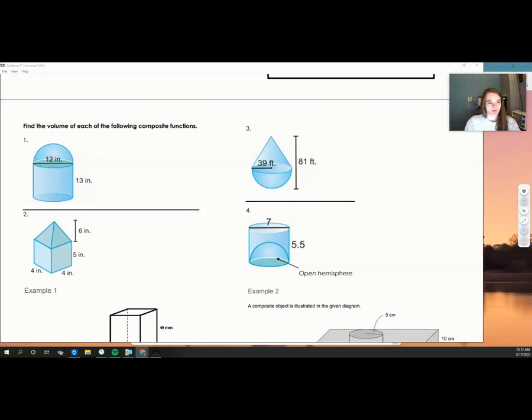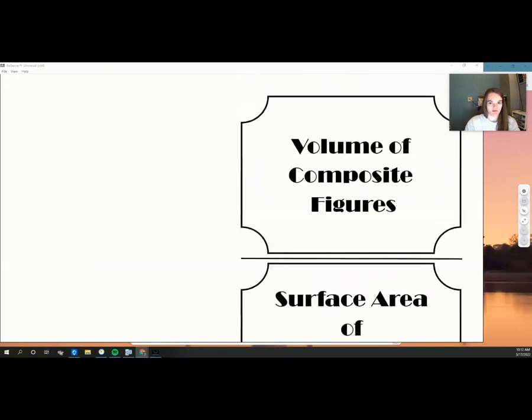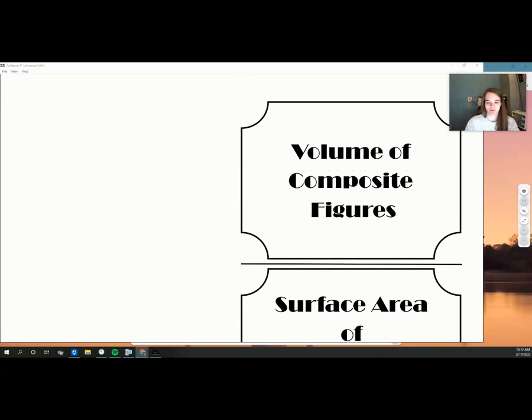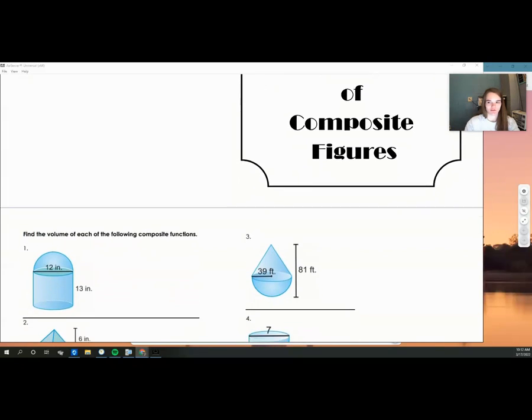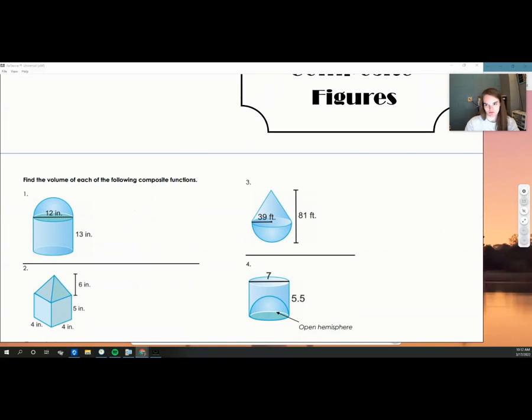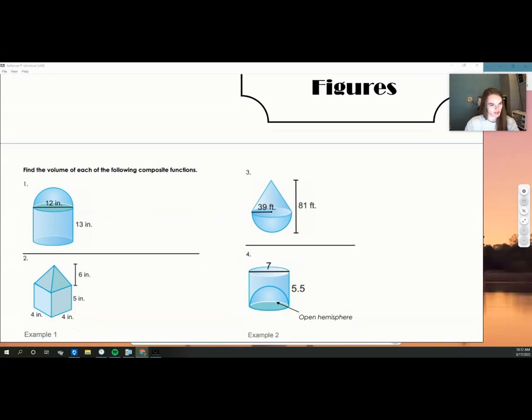All right, so we're going to be working on volume of composite figures. We'll do surface area of composite figures in another video. So composite figures are literally just multiple figures stuck into one. So number one, we have a hemisphere, which is half of a sphere, and a cylinder. So we'll find the volume of the sphere, find the volume of a cylinder, and add them together. That's how composite figures are going to work.